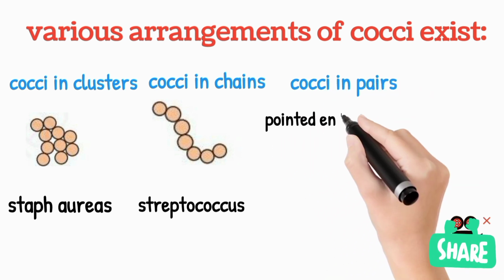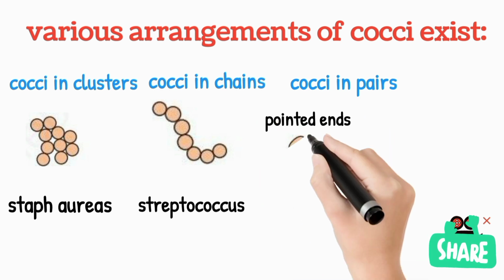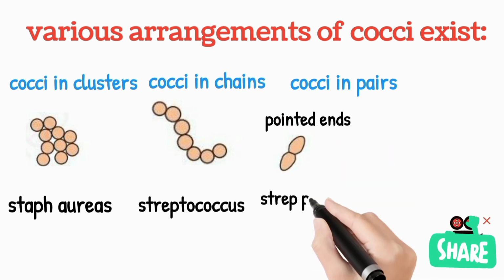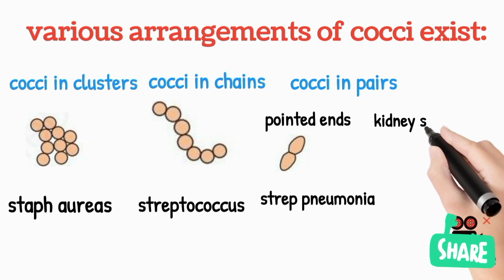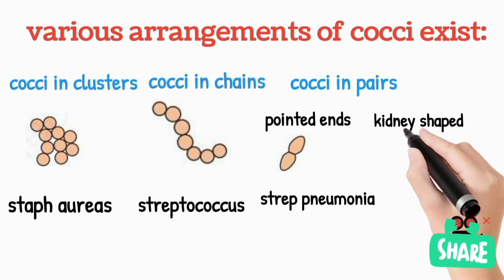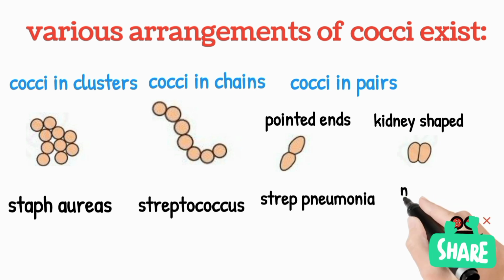Then cocci can also arrange in the form of pairs. Now these pairs can have pointed ends. So this is the pair arrangement. An example of such a bacteria is Streptococcus pneumoniae. Then cocci in pairs can also arrange in a kidney-shaped form. You can see this is the kidney-shaped arrangement in pairs of cocci. An example of such bacteria is Neisseria species.